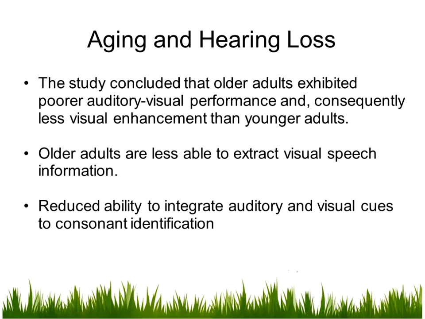A number of studies, not just this Tye-Murray and Sommers study, conclude that older individuals do exhibit poor auditory visual performance, less visual enhancement than younger adults. They're less able to extract that visual speech information. And so they show this reduced ability to integrate auditory and visual cues to get to the correct phoneme identification.